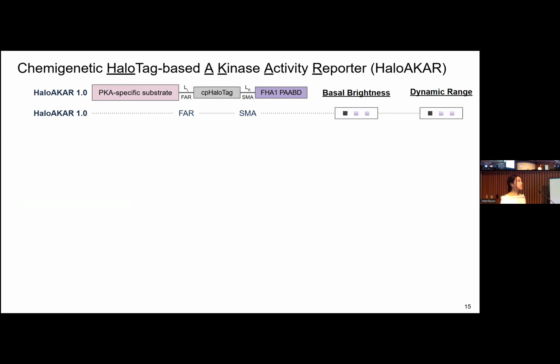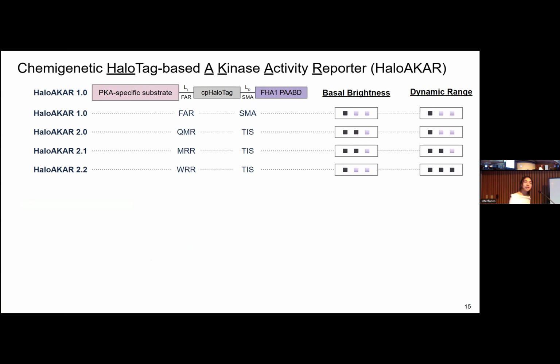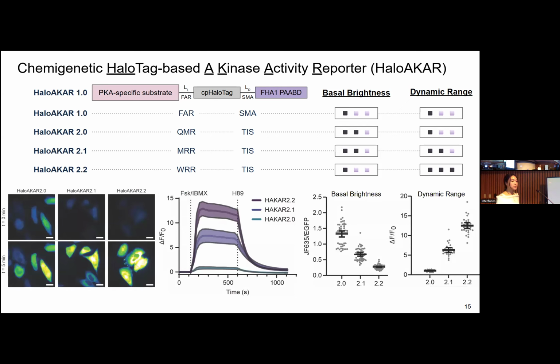So after doing this, we constructed sensors with 3 new linker combinations that produced high basal brightness with lower dynamic range, moderate basal brightness and dynamic range, and low basal brightness with very high dynamic range. These are called Halo ACAR 2.0, 2.1, and 2.2, respectively. And when we tested these sensors in HeLa cells, we found that we achieved a more than 12-fold dynamic range with the Halo ACAR 2.2 sensor, and this drastically outperformed any far red protein kinase A sensor available.